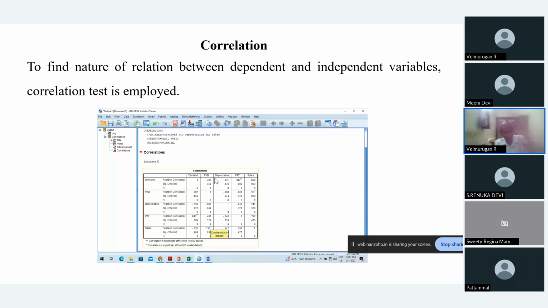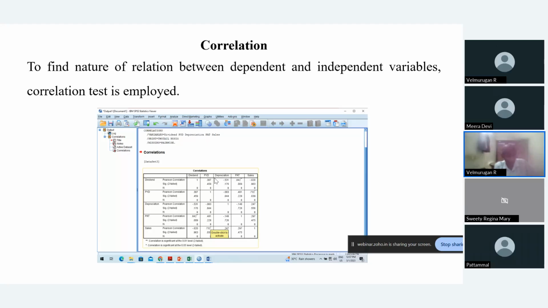And for a negative example, we can compare expenses and profit. Here also the profit depends on expenses. Profit is the dependent variable, expenses is said to be the independent variable. Whenever we reduce the expenses, automatically our profit will increase. That is, when the value of the independent variable decreases, the value of the dependent variable increases. It is an example of negative correlation.